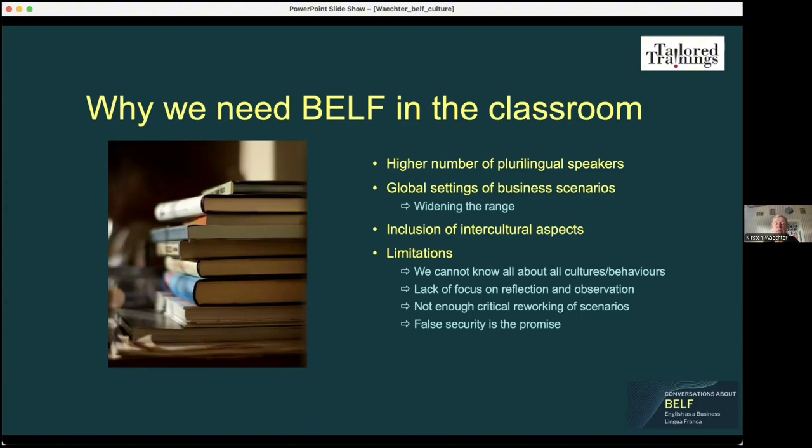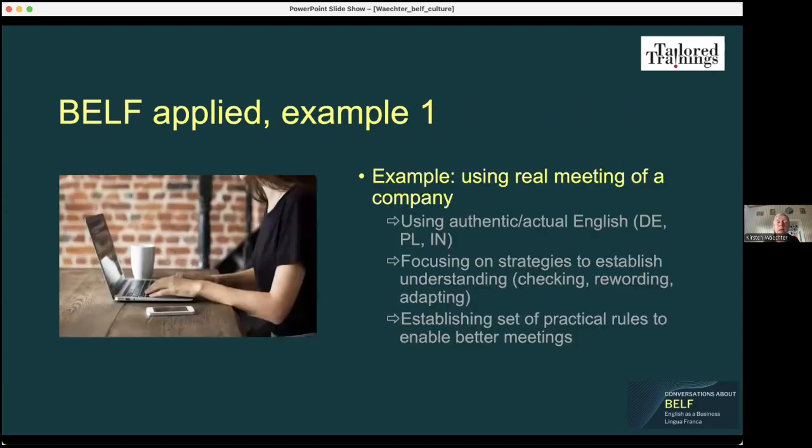We have to really focus on reflection and observation. Most scenarios in textbooks do not get critical reworking, where they tell you, well, this could be an option, but it could also work like this. And this kind of perfect business English world that's often created in courses and textbooks gives you a false security. And if our learners take that false security out into the business world, into real life, that is where they fail. And then they quite rightly complain that our courses do not prepare them for the real business world. So this is, I think, why we really need BELF in the classroom.